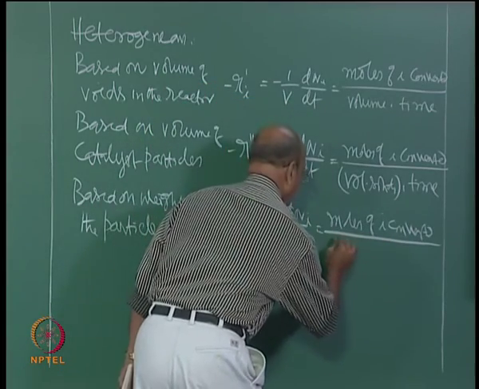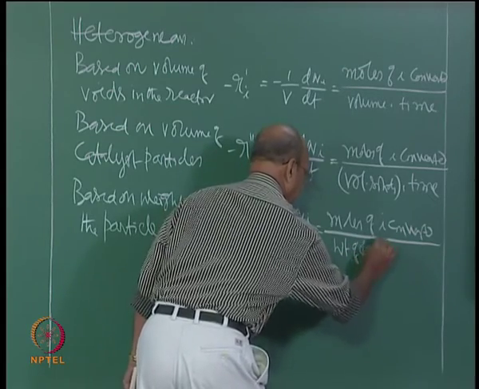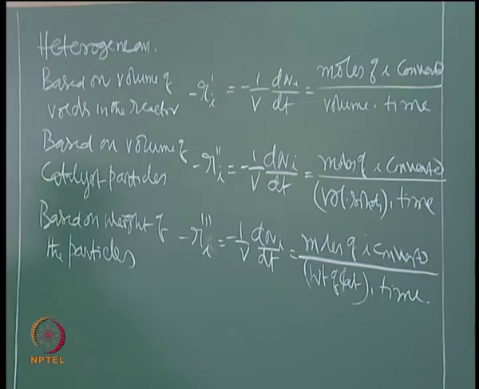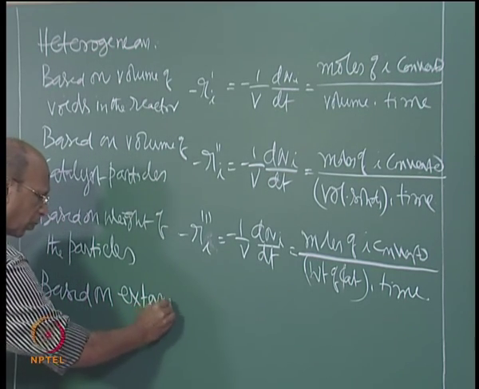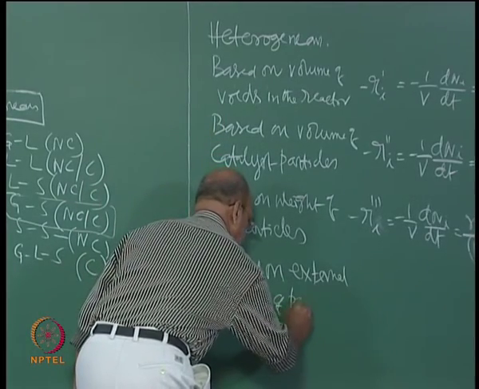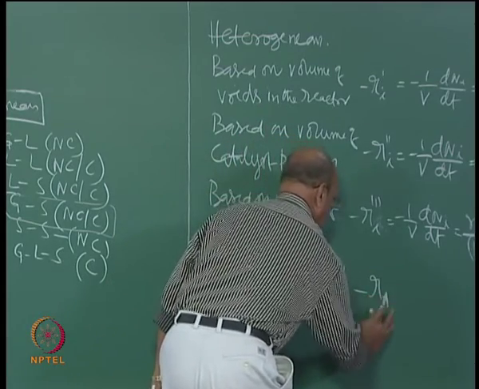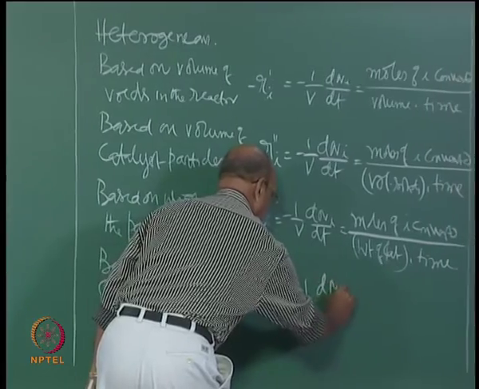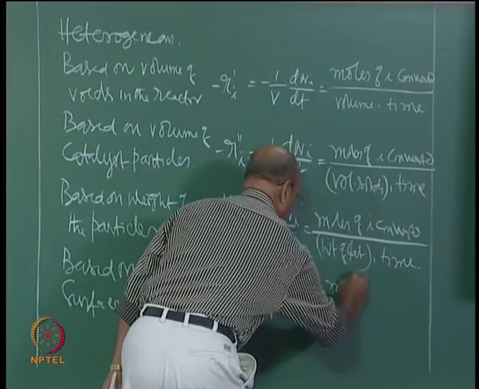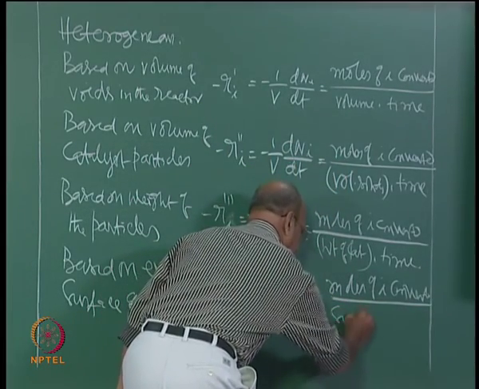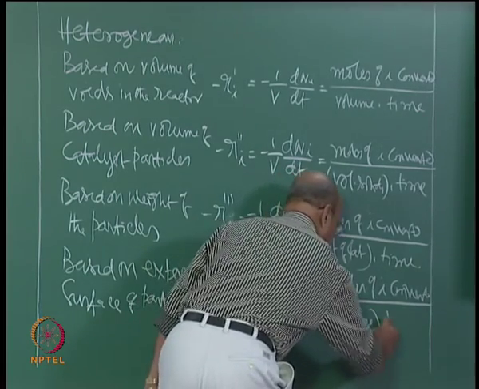then weight of catalyst, W, right, per time. Good. So another one can be based on external surface of particles. This again is minus r prime of I equal to moles of I converted per surface area per time.